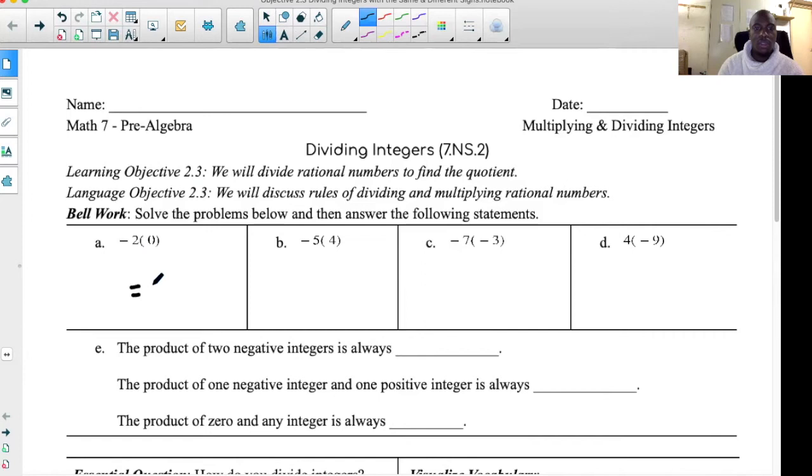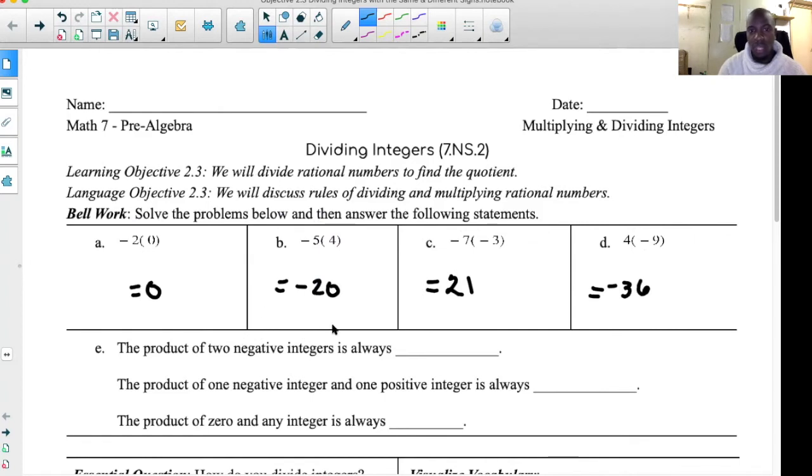Negative 2 times 0 is 0. Negative 5 times 4 is negative 20. Negative 7 times negative 3 is 21. And 4 times negative 9 is negative 36. Okay? Now, before I go on to the rules, I want you to understand something. Notice here, anything times 0 is 0, right? A negative times a positive in B gave us a negative. However, a negative times a negative gave us a positive. And then 4 times negative 9 gave us a negative 36.